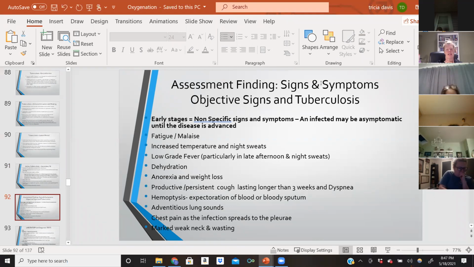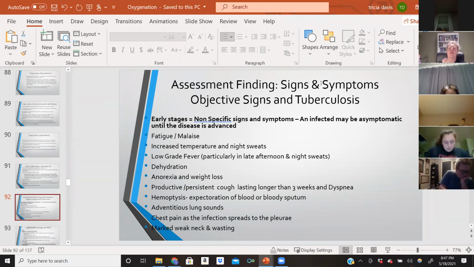So assessment findings, signs, and symptoms. In early stages, you're going to have very non-specific signs and symptoms, and infected people may be asymptomatic until the disease is advanced. So fatigue, malaise, these are all things we can write off as just having a bad day at work or not getting enough sleep. As it starts to advance, they're going to have fevers, increased temperatures, and night sweats at night, like soaking the bed night sweats.